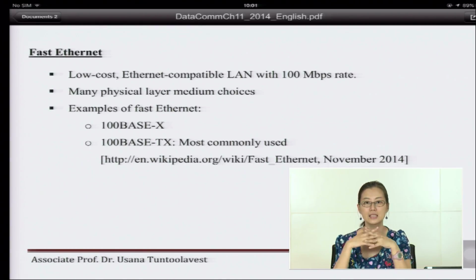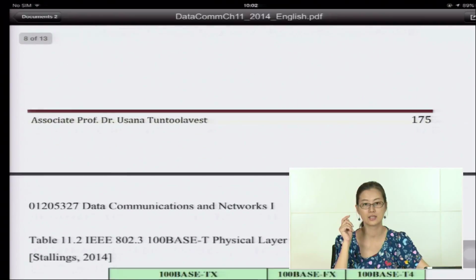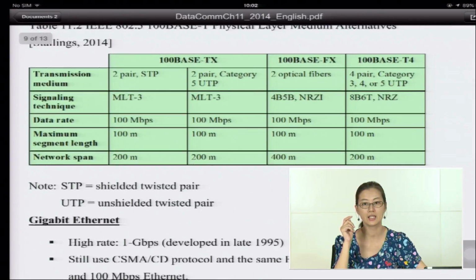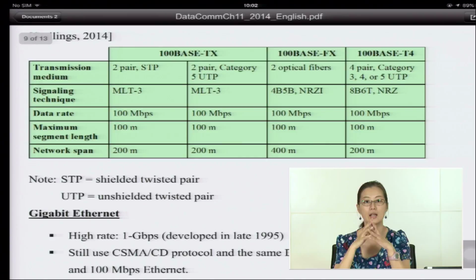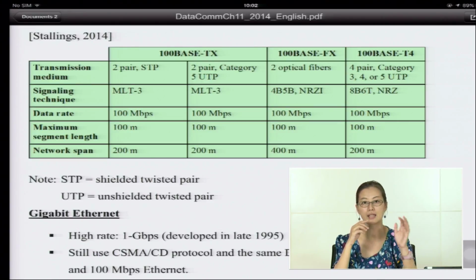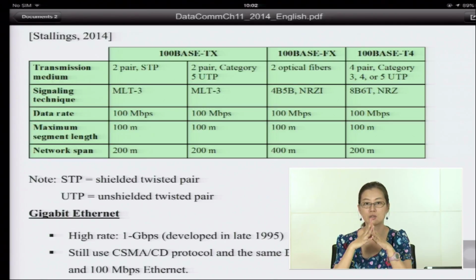Now for the fast Ethernet, this is a commonly used Ethernet. This is low cost, and we can transmit at the 100 megabit per second rate. And you have a lot of medium choices. For example, we have 100 base X, 100 base TX, which is a specification that you can see. You can see that 100 base TX is the shielded twisted pair, right? STP is the shielded twisted pair, and then you have the UTP, category 5 UTP, and shielded twisted pair.